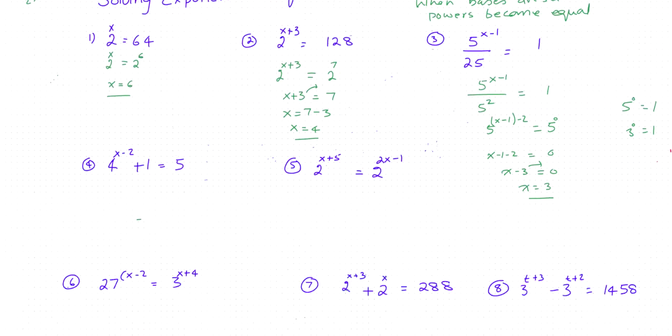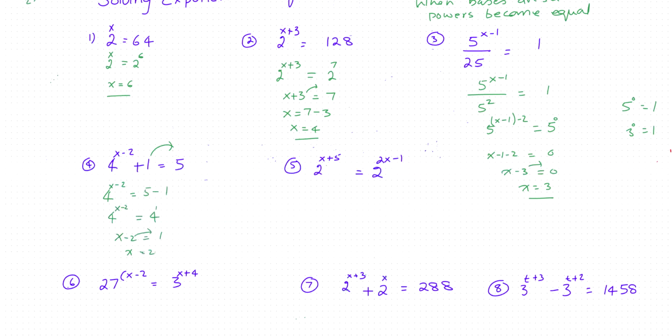So we write here 4 to the power x minus 2. Take 1 on the other side, positive 1 becomes minus 1. So 4 to the power x minus 2 equals 5 minus 1, which is 4. So the base is the same, powers become equal. So 4 is 4 to the power 1. So we can write x minus 2 equals 1. So negative 2 taken to the other side becomes positive 2. So 2 plus 1, so x equals 3.